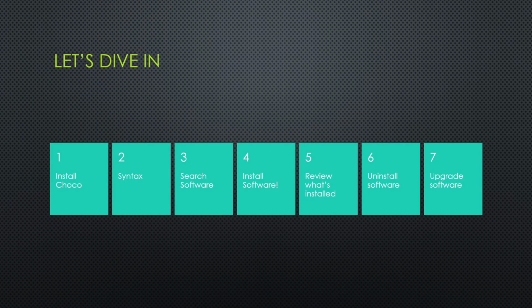So what we're going to talk about today is how to install Choco, which is a different name for Chocolatey. We're going through the syntax, searching for software, installing software, reviewing what's installed, and finally how to upgrade software, which is, I think, the big one. So why don't we just get started?